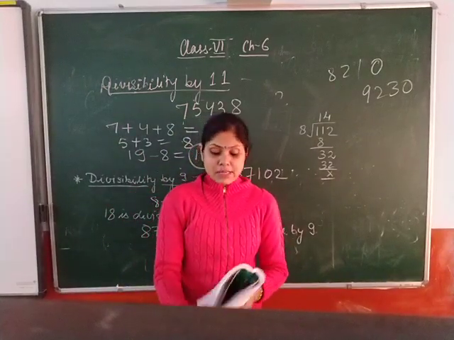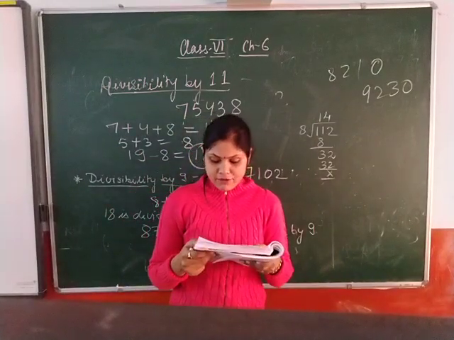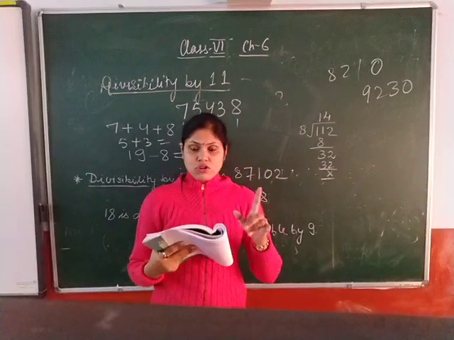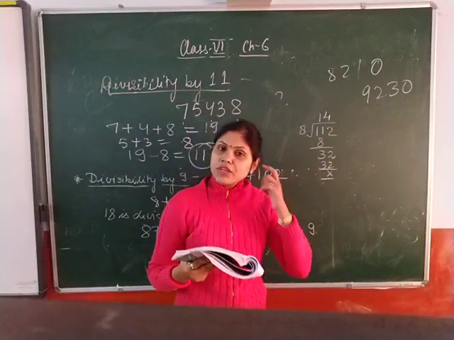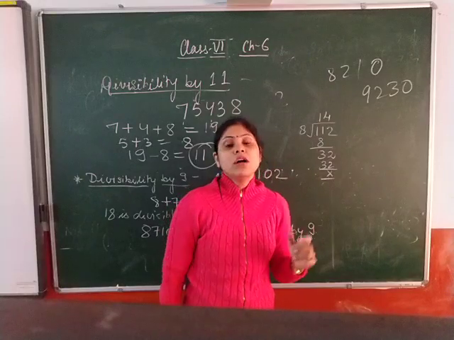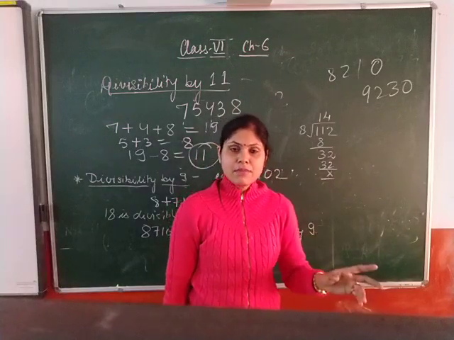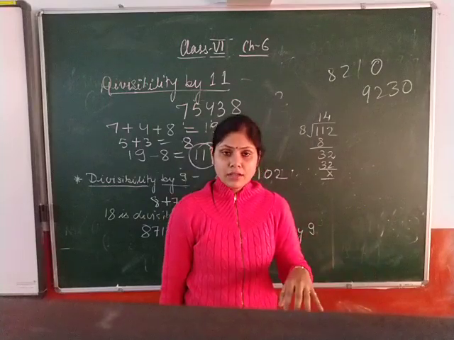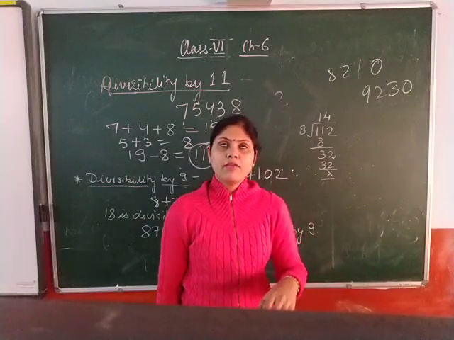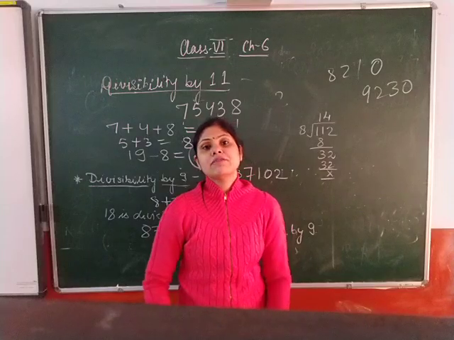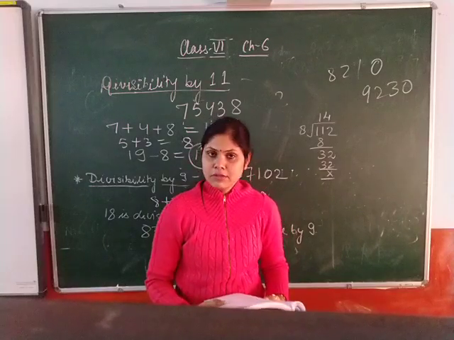To check divisibility by 7, that was also somewhat tricky. In that, we have to take twice the ones digit, and subtract it from the remaining number. Whatever result you get, if that is divisible by 7, that means the whole number is divisible by 7.